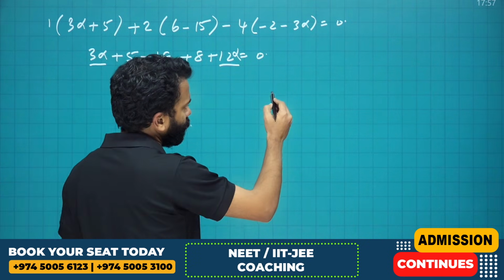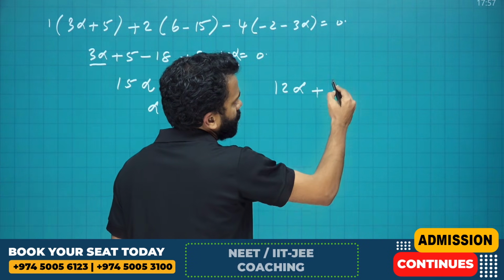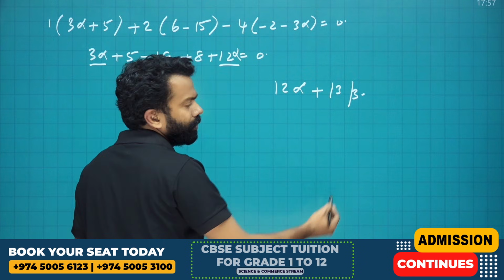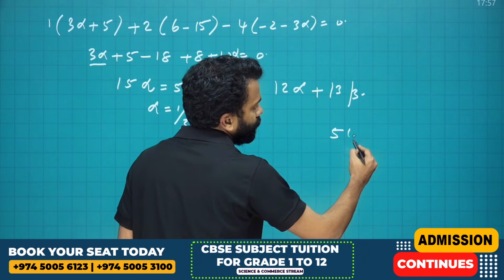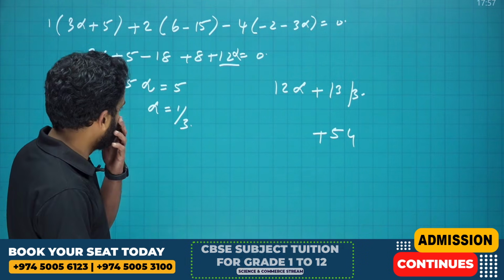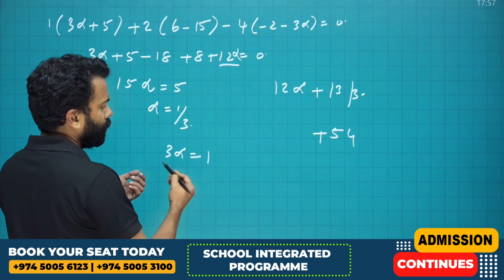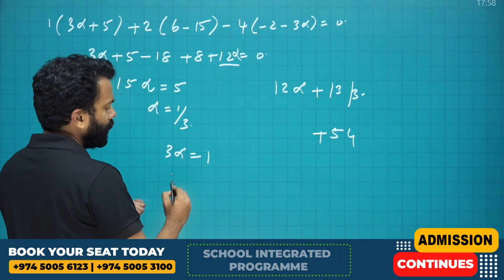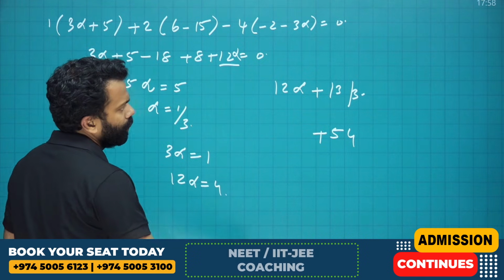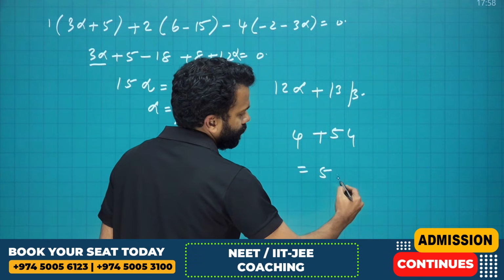Okay. You need to find 12 alpha plus 13 beta, right? And what was the value of 13 beta? That is equal to 54. We know that alpha is equal to 1 by 3, that is 3 alpha is equal to 1. Therefore, 12 alpha means you need to multiply both sides with 4. That is 12 alpha is equal to 4. The answer will be 58.